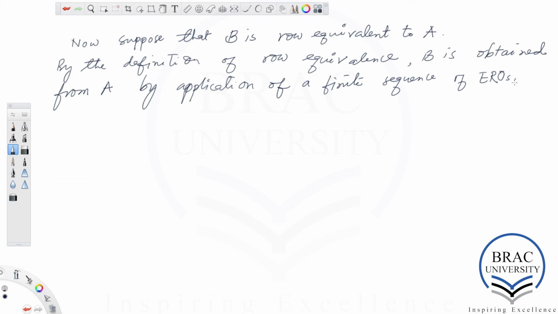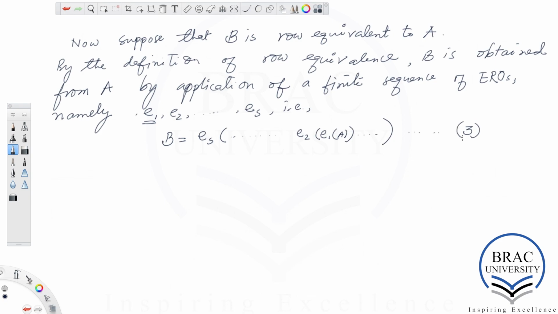Namely, I take those finite sequence of elementary row operations as E1, E2, all the way up to ES. That is, B is equal to ES of all the way to E2 of E1 of A. So these are the functions, okay, acting on the space of m times n matrices, right? This is our equation number 3.